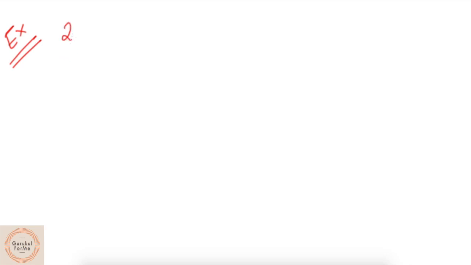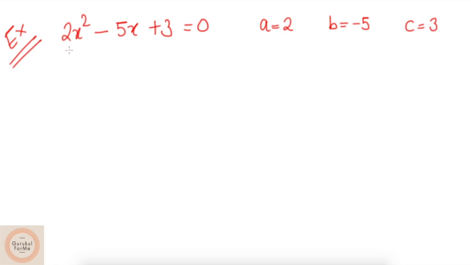It says there is a quadratic equation 2x square minus 5x plus 3 is equal to 0, and you have to solve this with the help of factorization. Now we know that this is a quadratic equation. Great. What is a? a is equal to 2. What is b? b is equal to minus 5. And what is c? c is equal to 3. This is ax square plus bx plus c is equal to 0. Great. Always take the signs, plus or minus. Okay, great.